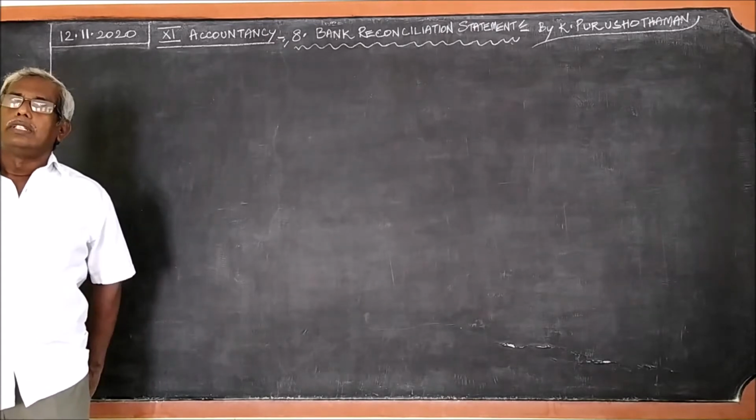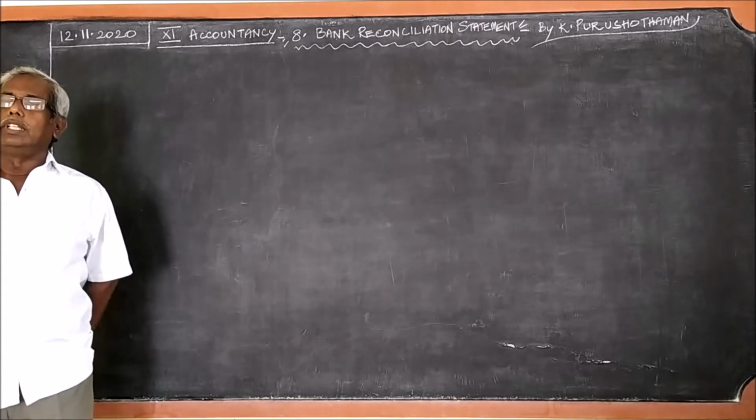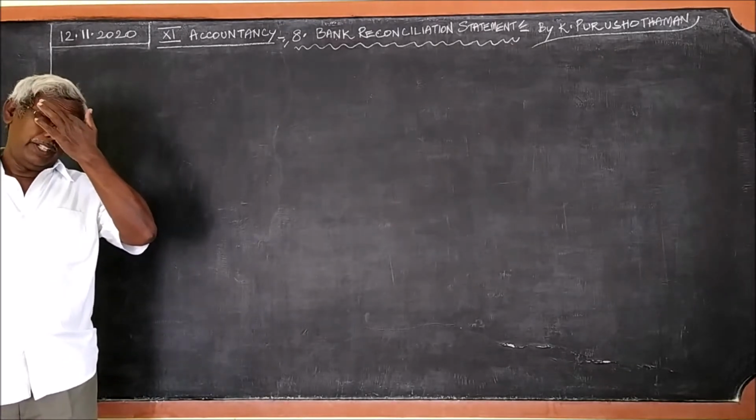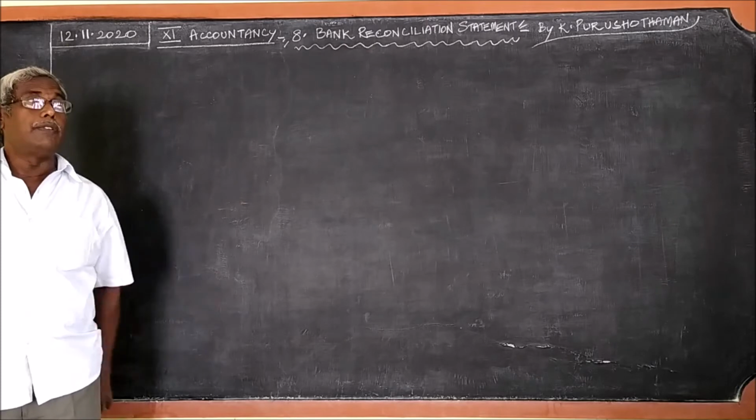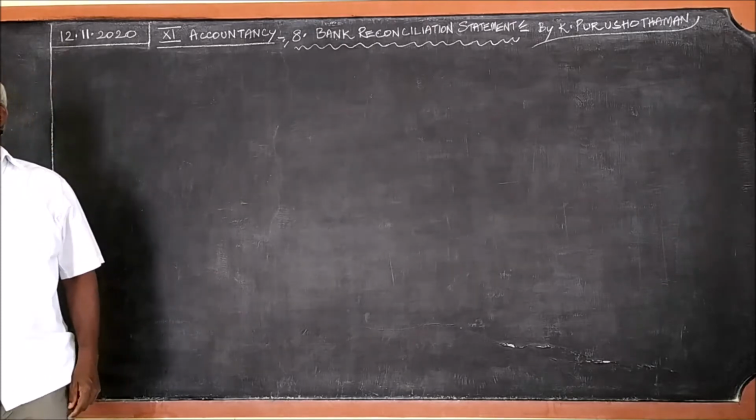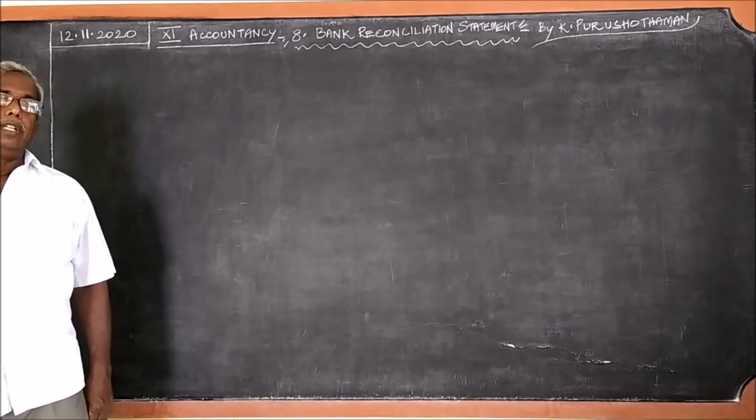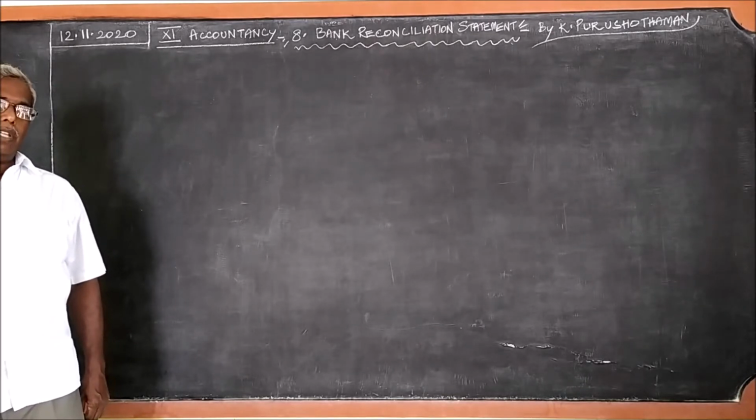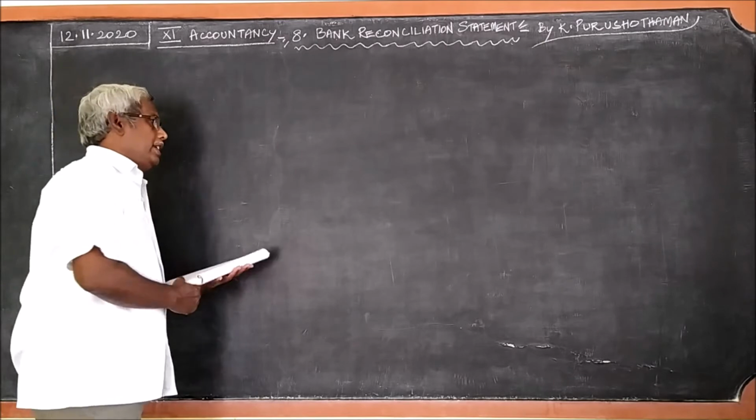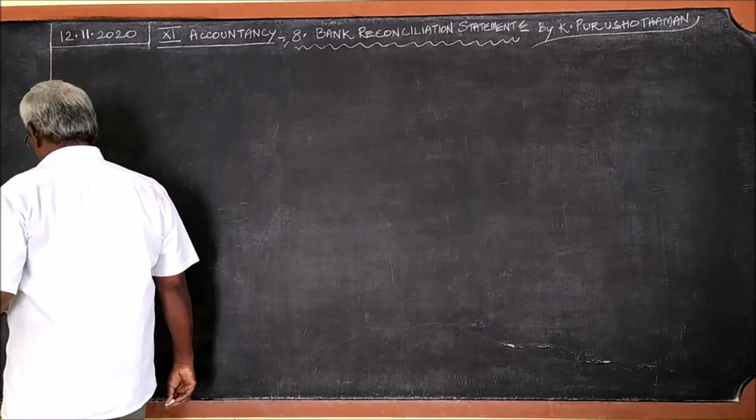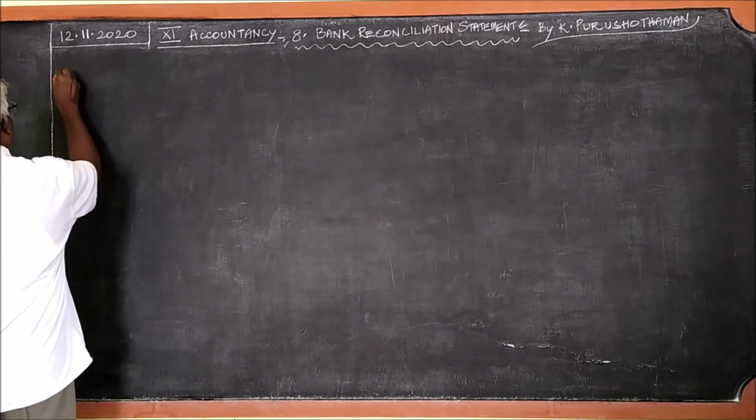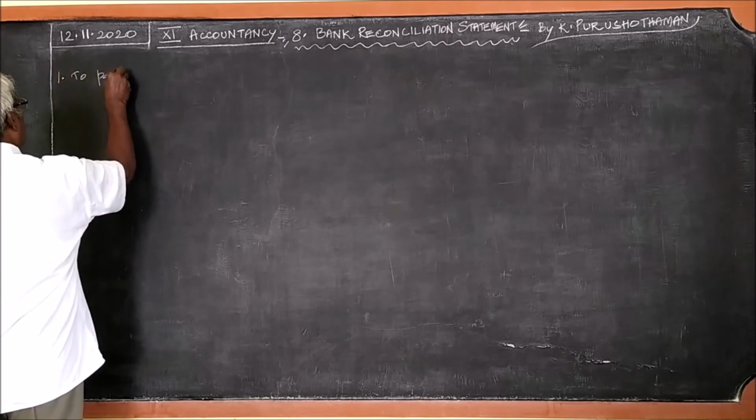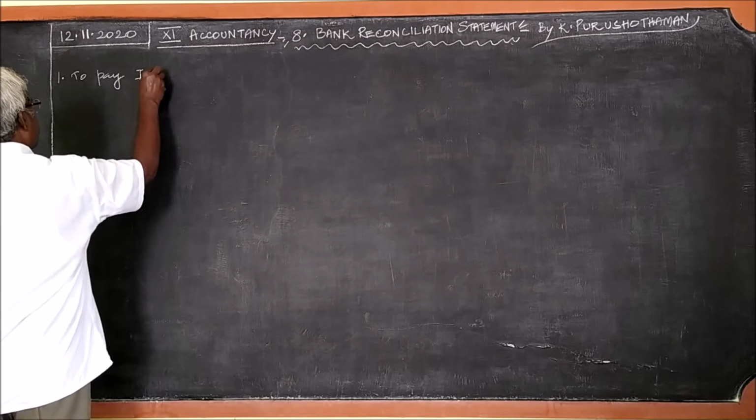Because to any account holder, the bank should do some functions on behalf of the account holder or the customer. Those functions are called agency function. For what purpose? It can act as an agent. One, to pay insurance premium.